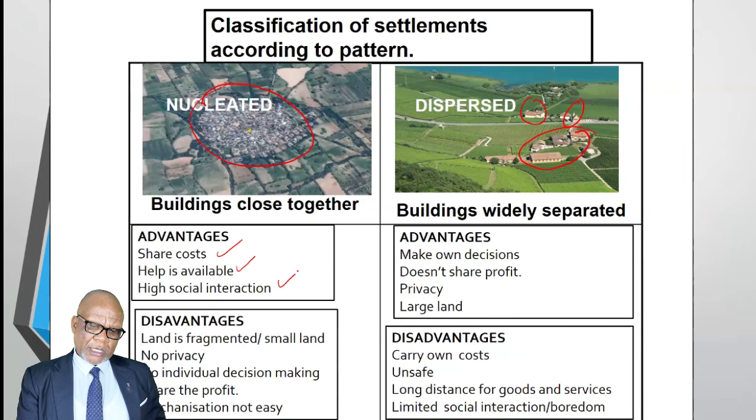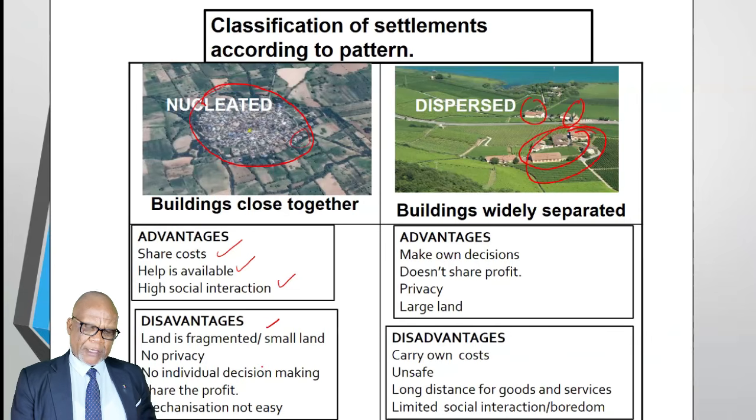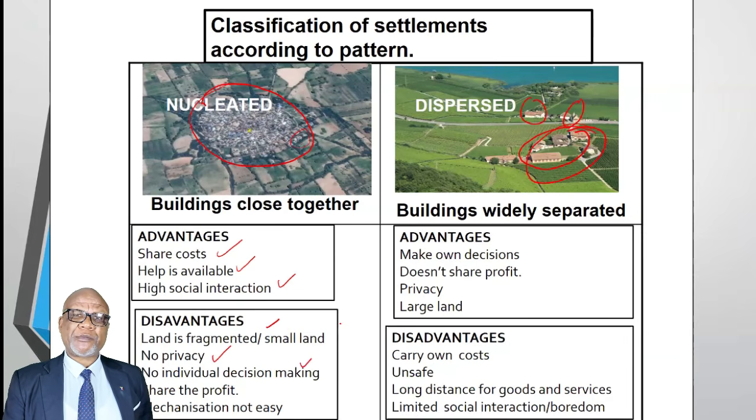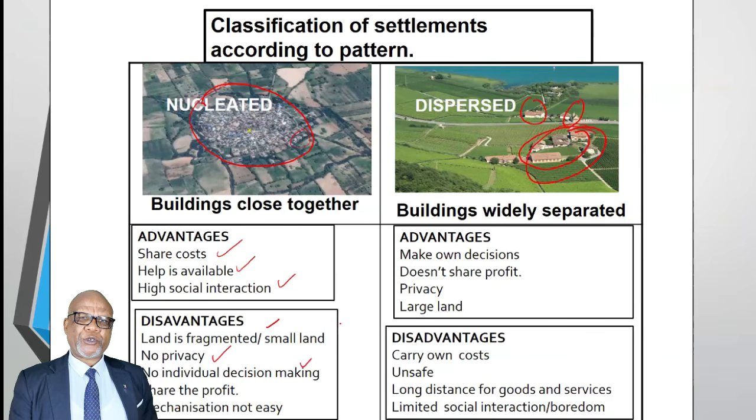Because people are so close to each other, you can compare the land around this house and the land around this house. The problem with nucleated pattern is that because the houses are so close to each other, there is small land, or the land is fragmented. And because they are close to each other, there is no privacy, no individual decision making. If somebody says, let's plant spinach, it means spinach is going to be planted. If they say let's plant maize, it means maize is going to be planted. So there's no individual decision making here.